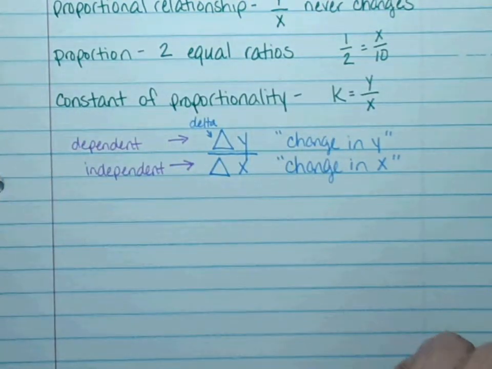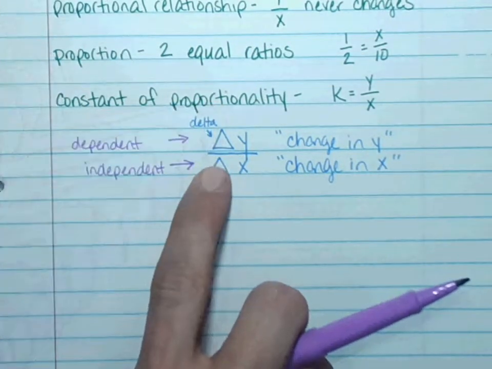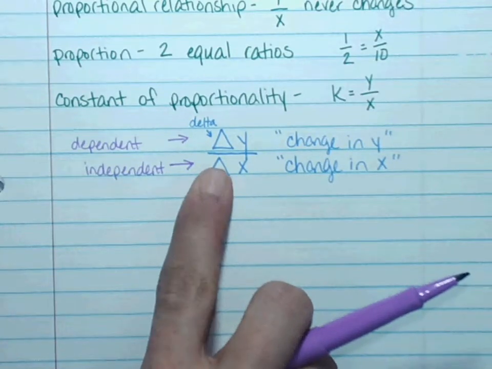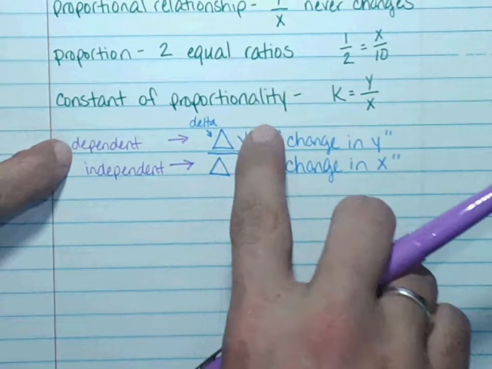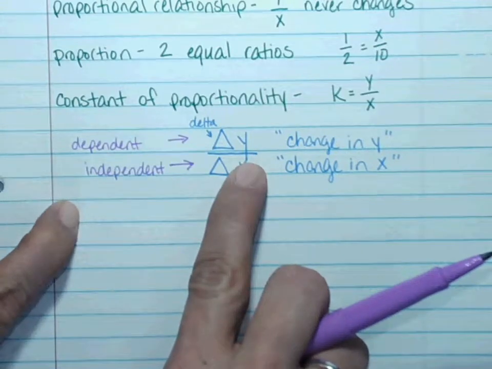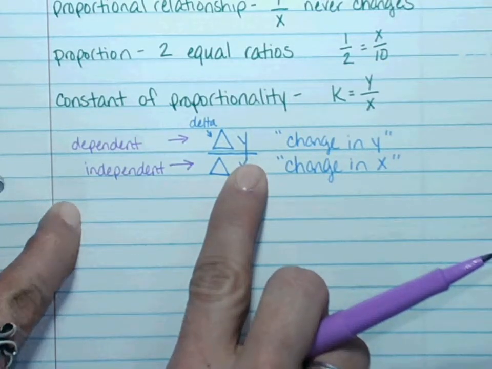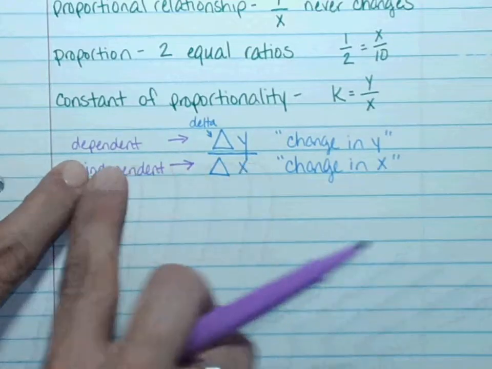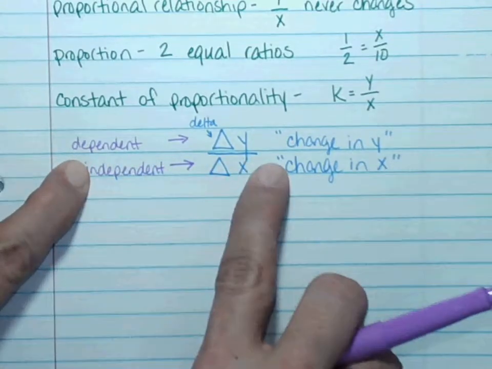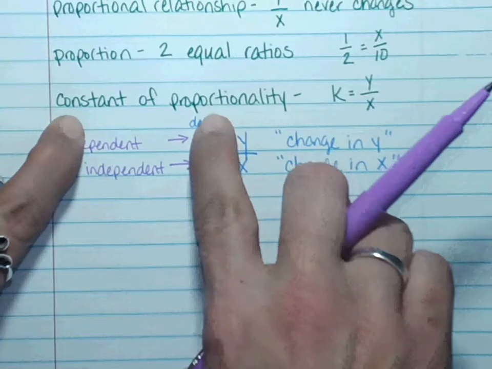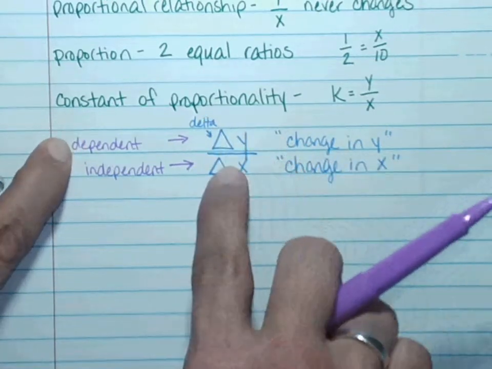Because you decide what X is, and Y is what's happening because of the X you picked. So if I go to the store and I want to buy 5 boxes of cereal, I would have to pay money based on the fact that I bought 5 boxes. I wouldn't go to the store and say, here's 20 bucks, give me as much cereal as that will buy me. That's not how that works. So independent would be the boxes of cereal. How much money I owe is dependent on how many boxes of cereal I bought.